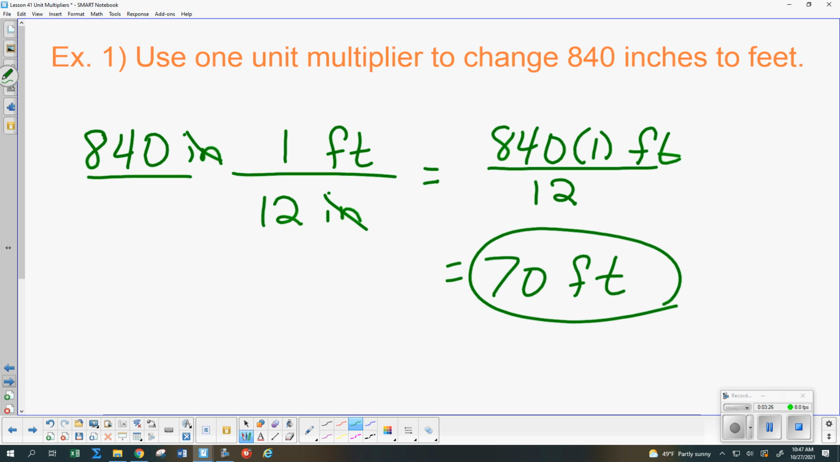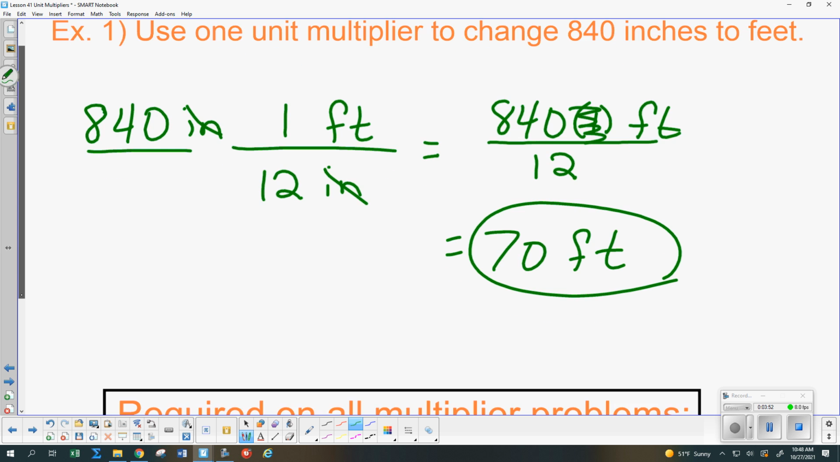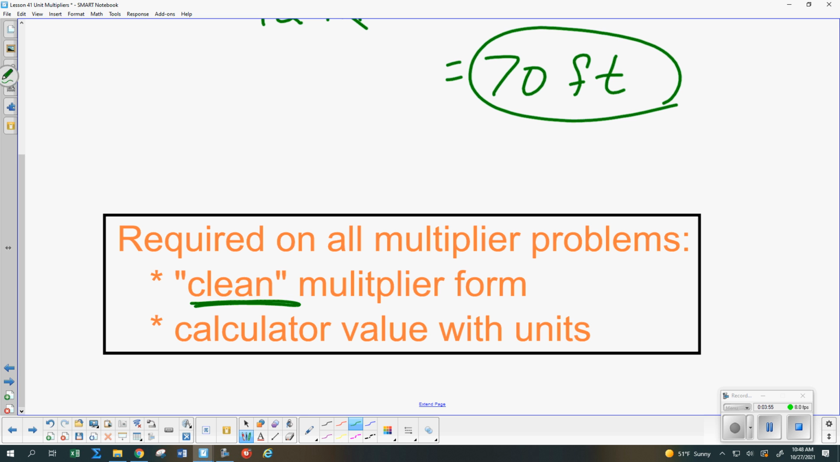Yes, ma'am. Do we not have to add the 840 times 1 with the things crossed out? No. I want you to clean it up. You don't have to have this 1 here, but I don't want to have the things crossed out in there, because I want to be able to see this is what you realized you needed to enter on the calculator. You're writing down for me how you enter it on the calculator. That's what I'm calling the clean multiplier form. I want to see what numbers you are left with that you're going to multiply. And then you put it in the calculator and write down that value with units.